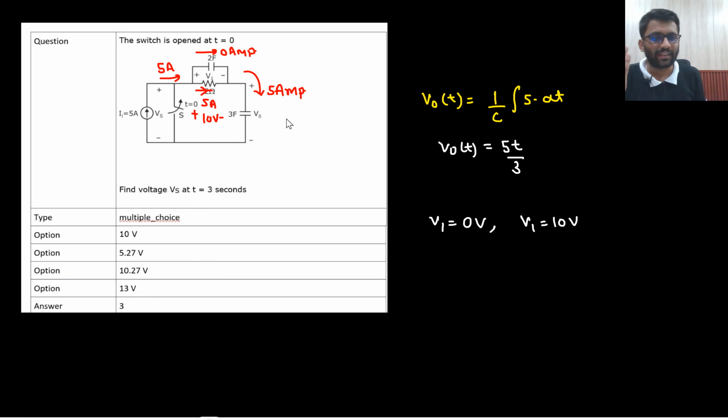Or you could have directly said that sir, at steady state it will be open circuited. But people would get confused, sir, why is this not being open circuited?